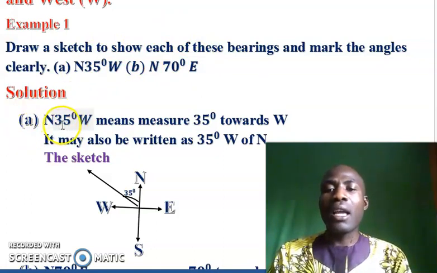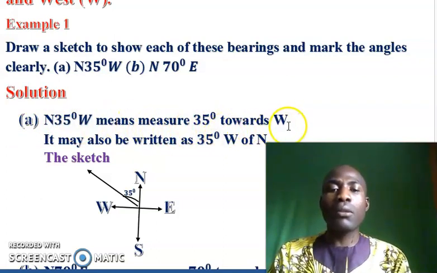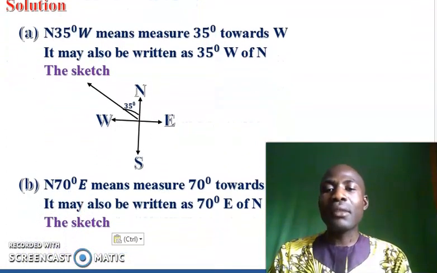And we're able to do the solution for A. We say A, 35 degree north of west means measure 35 toward west. It may also be written as 35 degree west of north. And we're able to do the sketch yesterday, and this is the sketch. We're able to sketch the bearing, which I explained in the video I sent to you.